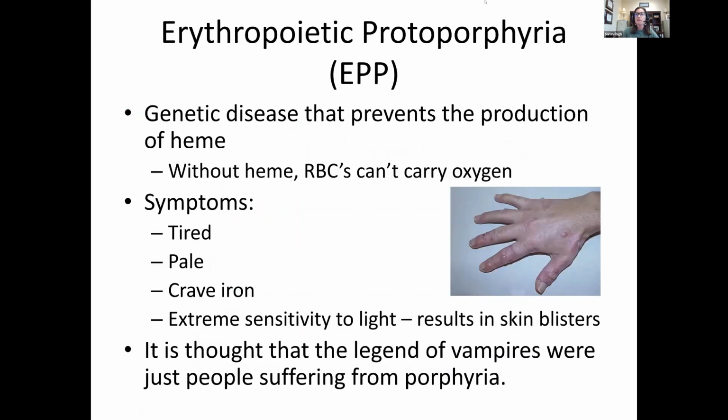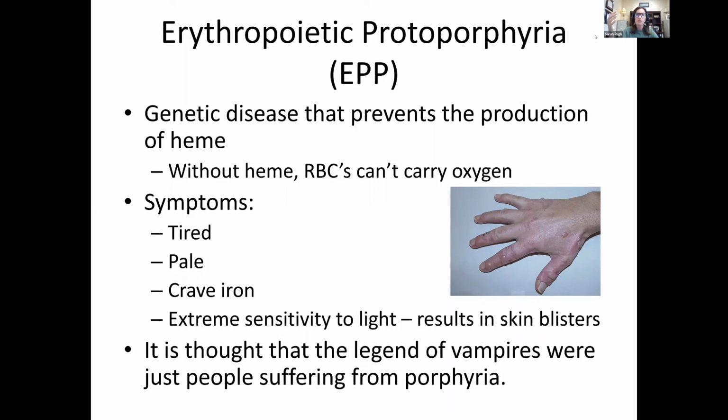So this is another disease that I want to mention. It's not one of the ones that I've already talked about. It's not anemia. It's not polycythemia. This is called erythropoietic protoporphyria, or sometimes for short, we call it EPP. This is a genetic disease, and it prevents the production of heme. So remember, heme is that red pigment. But without heme, you can't carry any oxygen.